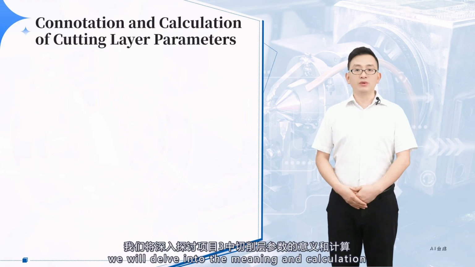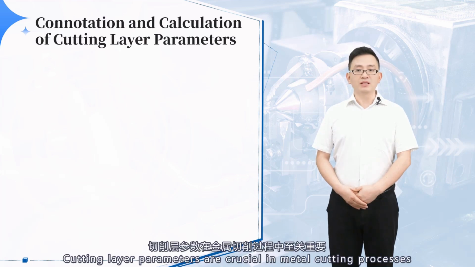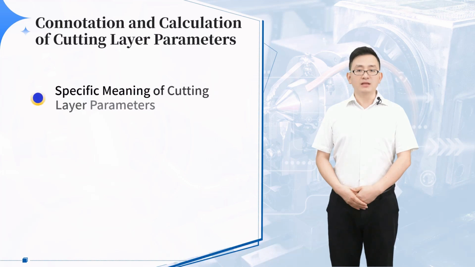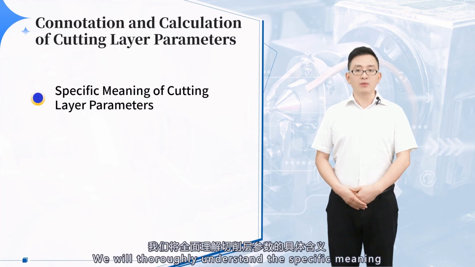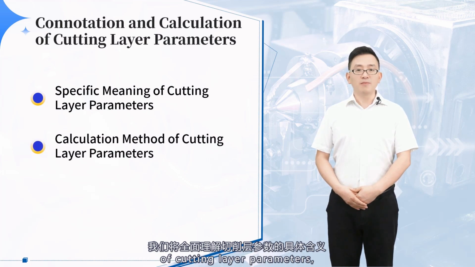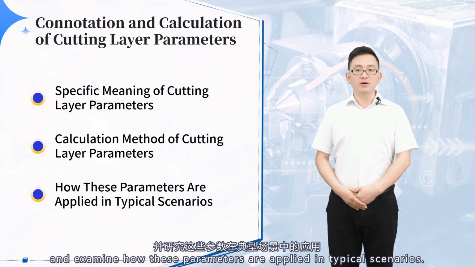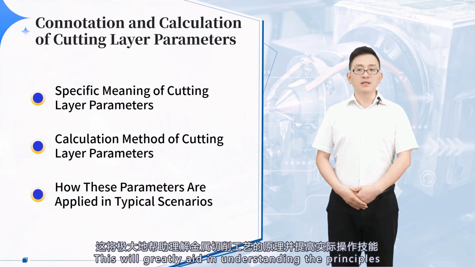In this lesson, we will delve into the meaning and calculation of cutting layer parameters in Project 3. Cutting layer parameters are crucial in metal cutting processes as they are closely related to the quality and the efficiency of machining. We will thoroughly understand the specific meaning of cutting layer parameters, master their calculation methods, and examine how these parameters are applied in typical scenarios.